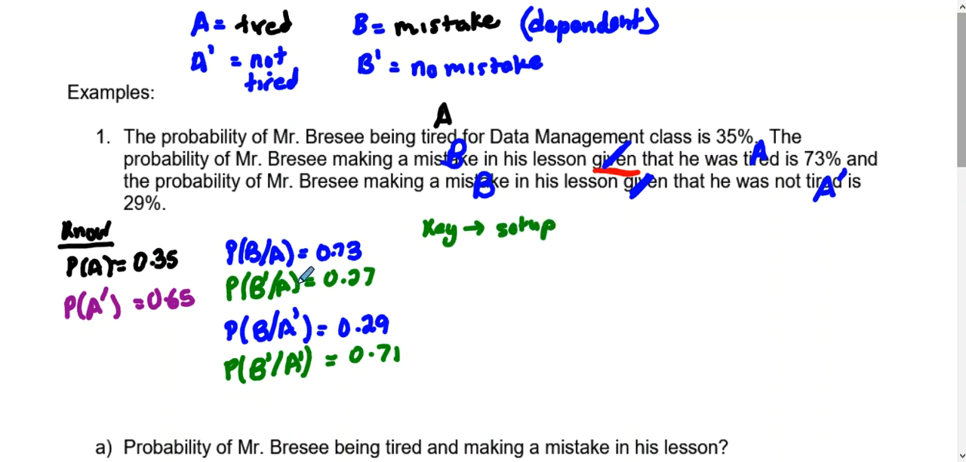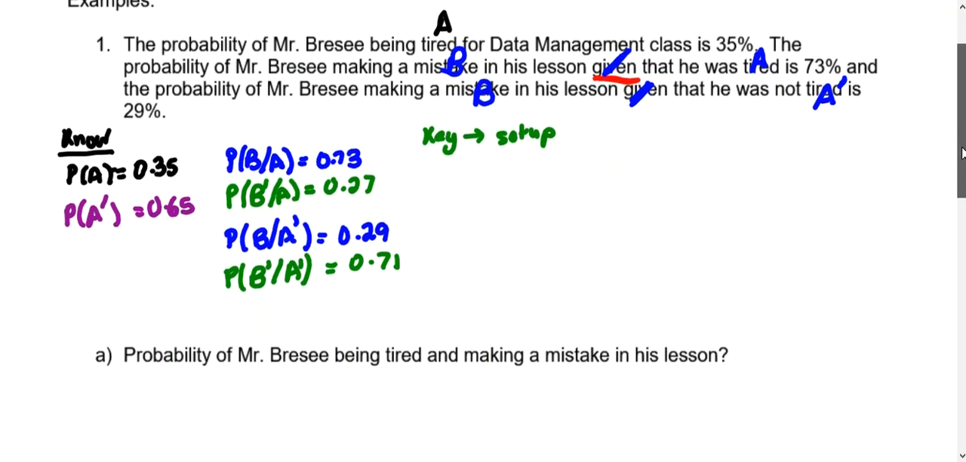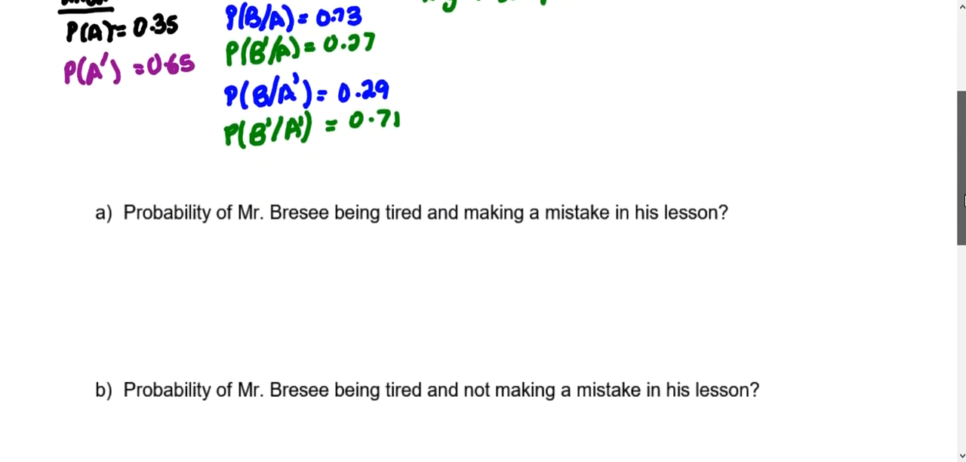I do this all the time. The black and the blues were all taken from the question. The purple and the green were the complements of those. Okay? So that's the key for the setup. After that, everything falls from that. So now we don't even have to look at the question, the information. We know all the information.